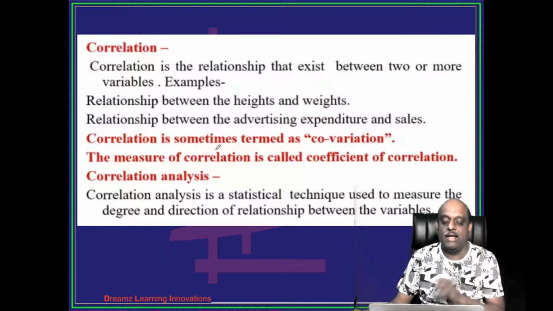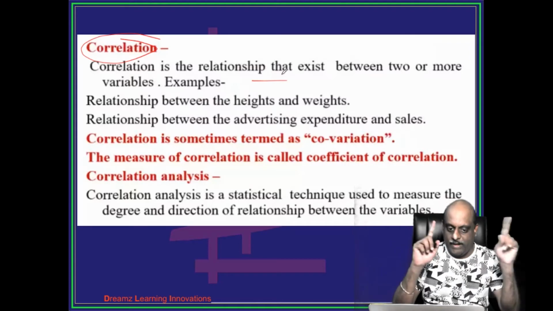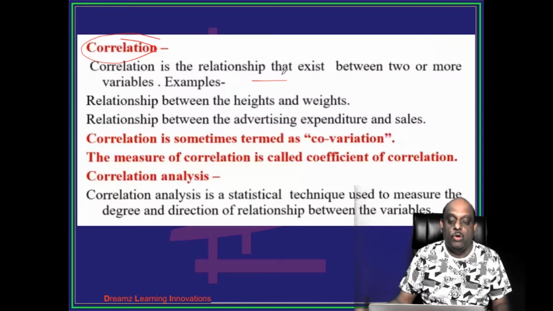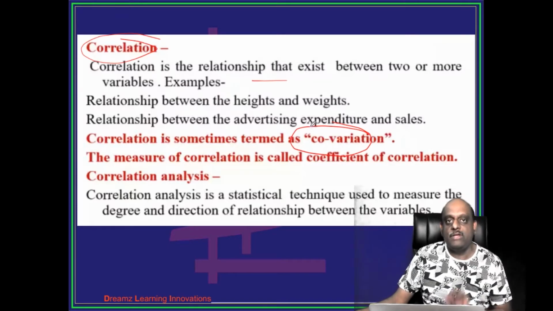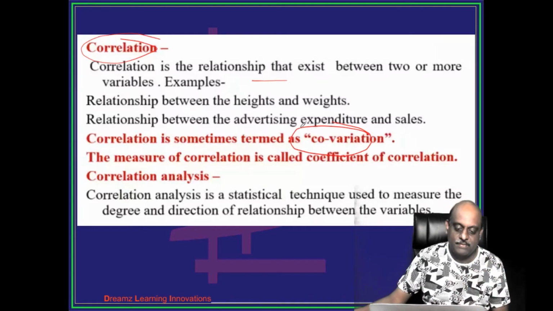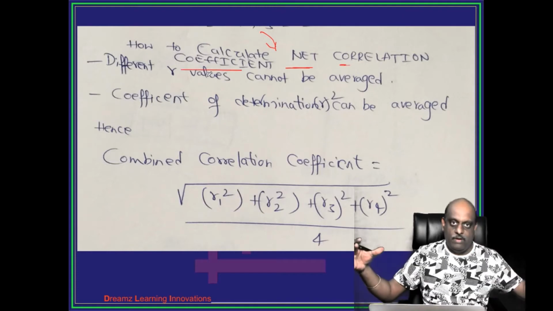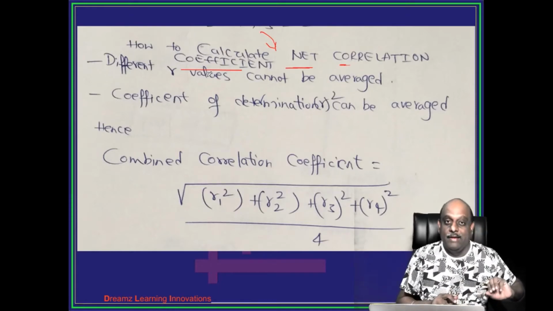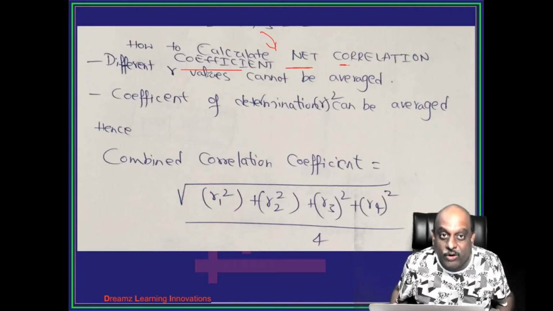For this, let us first see what correlation is. Correlation is the relationship between 2 variables, like heights and weights. Correlation is sometimes also called covariation. The measure of it is the correlation coefficient. Now, how do you calculate the net correlation coefficient? When multiple populations, each with an individual correlation coefficient, are there, how do you calculate? Can you simply summate and take an average of their correlation coefficients?